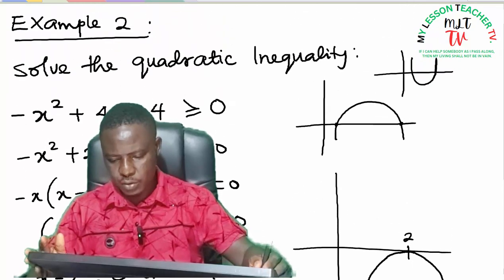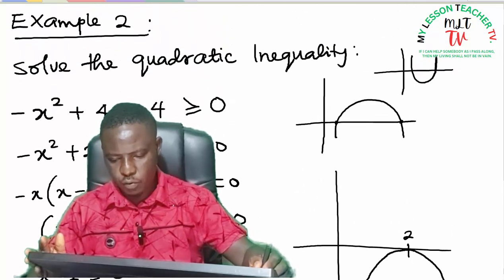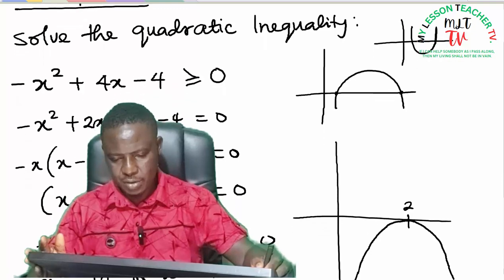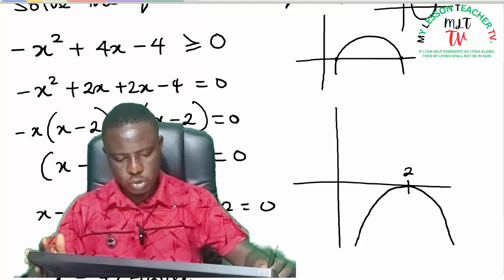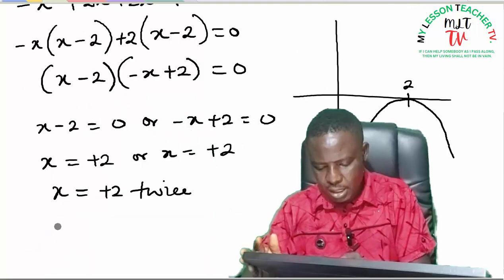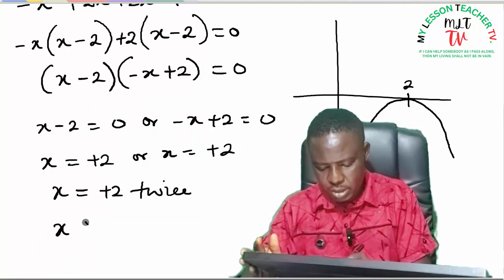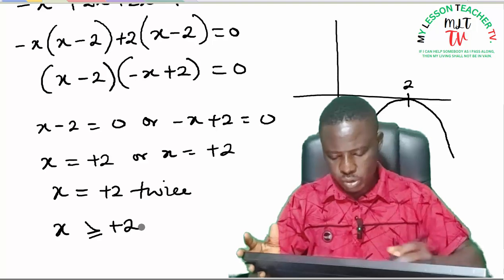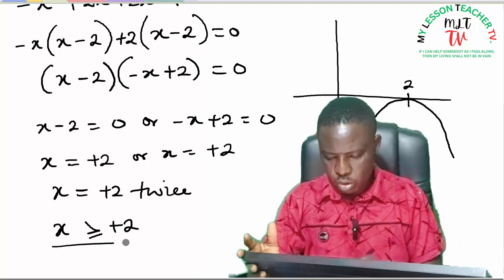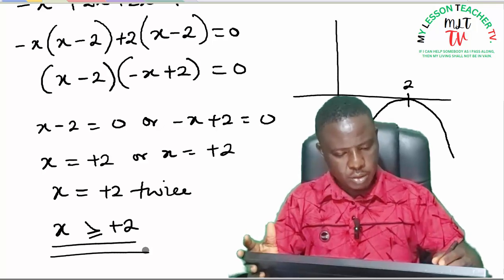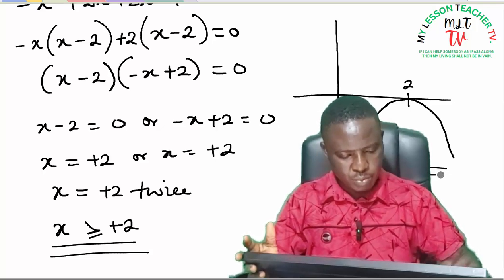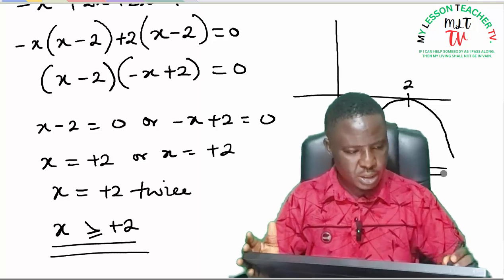We are asked to solve where this is greater than or equal to 0. So we have it that x is greater than or equal to plus 2. So this is the solution to our equation, and graphically this is how it is being represented.